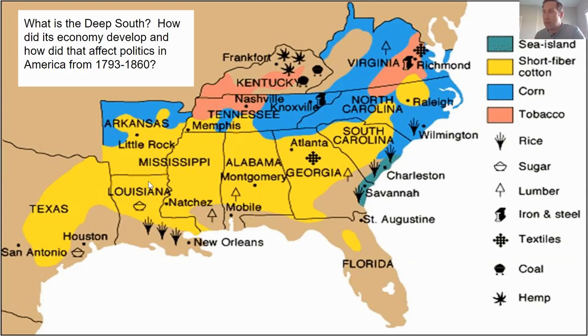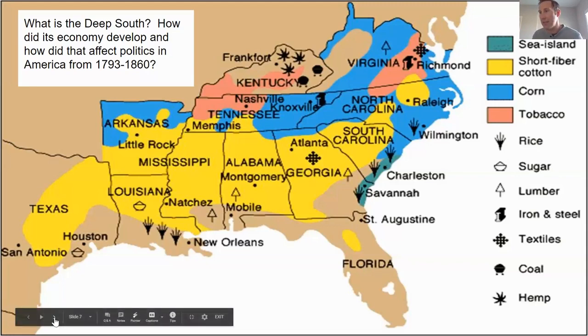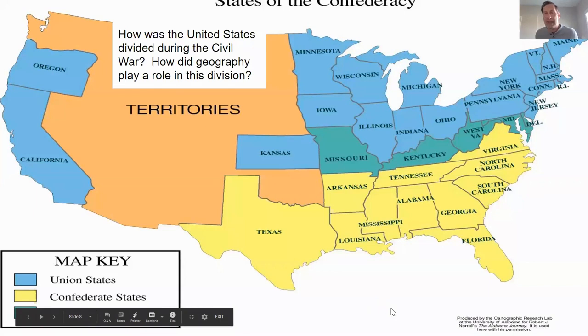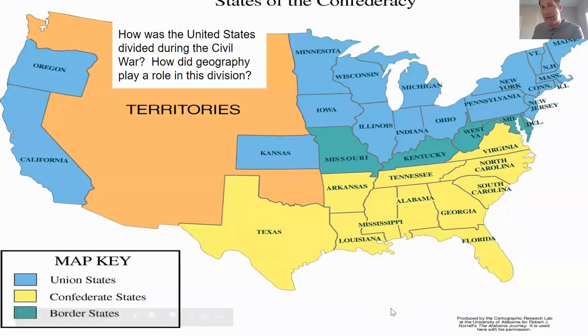Now, coinciding with the expansion of cotton into the Deep South is also slavery. And the areas that you see here in yellow, where there is cotton being grown, you also see the highest concentration of plantations and slavery. And so the geographical expansion of the South and the creation of the Deep South and the growth of King Cotton directly coincides with the development of slavery in America from 1793 all the way up to the Civil War in 1860. Now, that's important because it leads us to our next story.